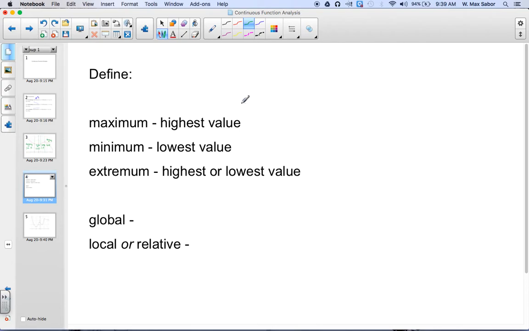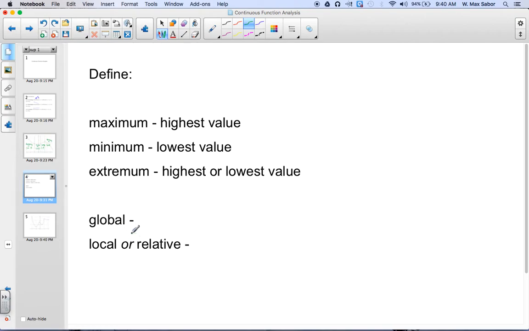Some other words that you already know. Maximum is the highest value, and this is talking about y coordinates. The minimum is the lowest value, usually of y coordinates. And extremum: a maximum is an extremum, a minimum is an extremum. When you don't know which one you're talking about, you just call it an extremum.